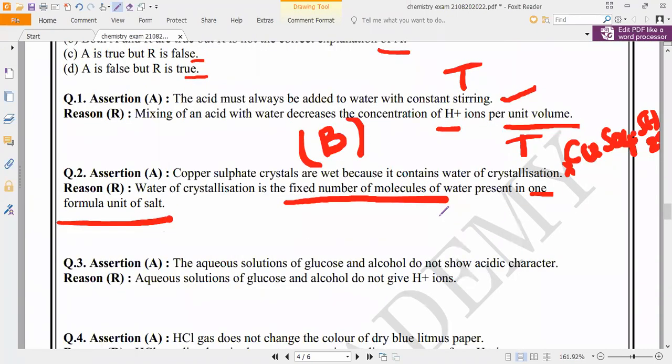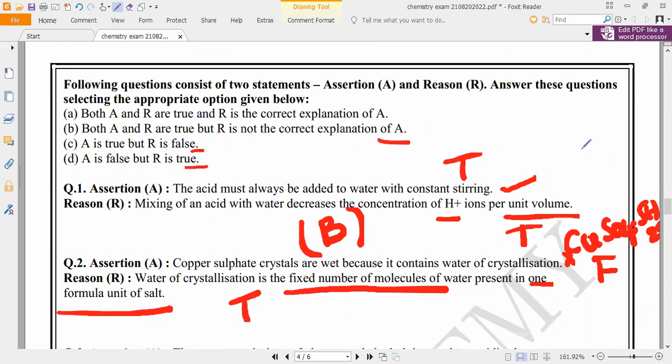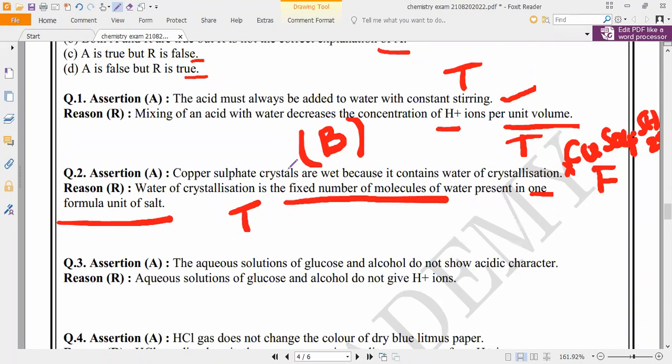Na2CO3.10H2O. That amount of H2O molecules is fixed in one formula unit of the salt. That is true, so the reason is true and the assertion is false. So which one is correct? The reason is true and the assertion is false. Which option? D, sir. All of you write it. This is a very important question.